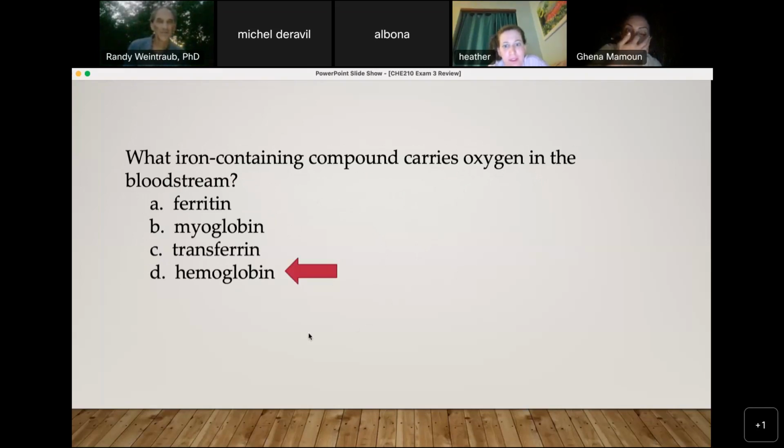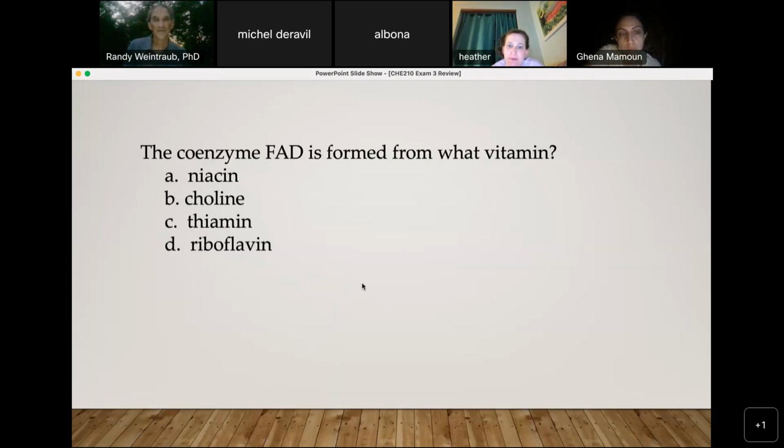And so, of course, that means healthy red blood cells. Okay, we mentioned a few important vitamins involved with healthy red blood cells. Okay, FAD, coenzyme FAD, is formed from what vitamin?